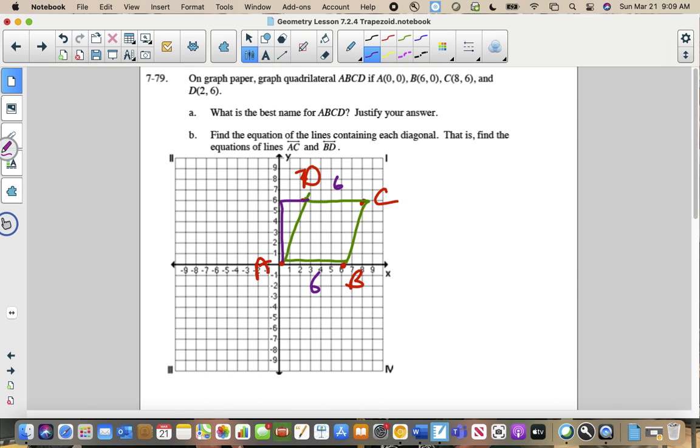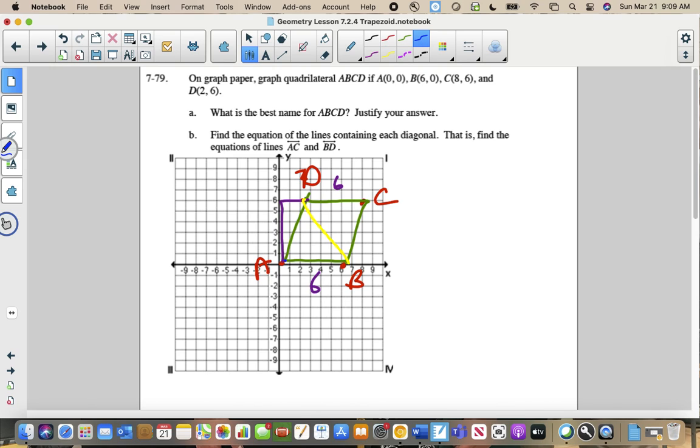To find the equation of the line, what you have to do is connect these 2 points. Find the slope between those 2 points. That'll give you your slope. And then plug the points in to find your y-intercepts for that yellow one. And same thing here.